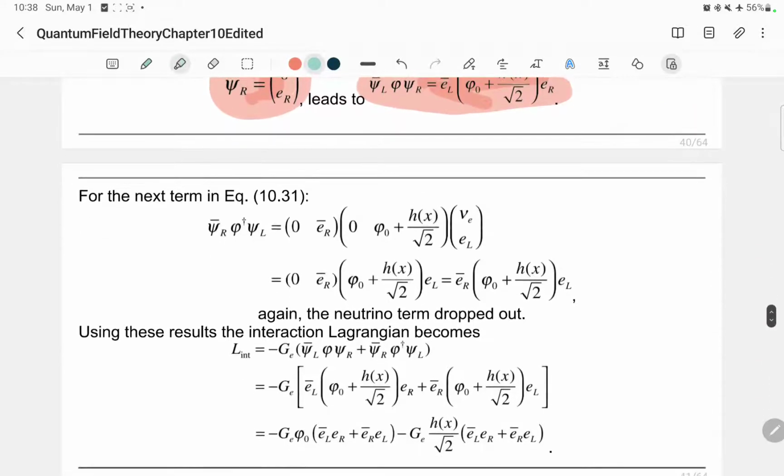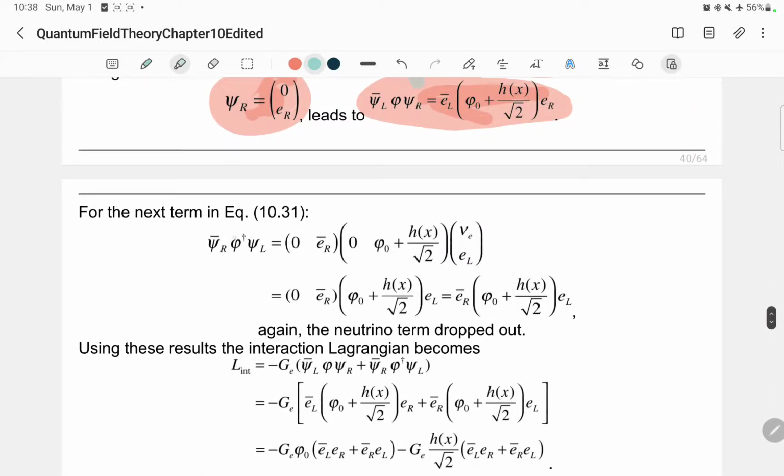Now for the next term, which is just this one. So this is just 0 E bar R, and then we have our adjoint of the phi, which is just this one, and then our psi L given by this. So our psi bar R phi adjoint psi L would be given by this.